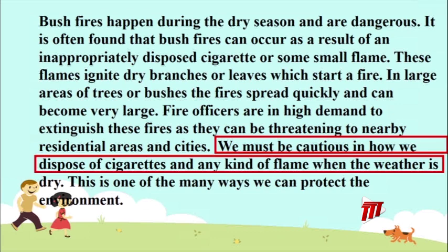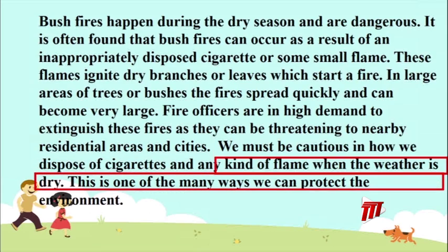All right. In large areas of trees or bushes, the fires spread quickly and can become very large. This doesn't have to do with that line. And then the next line, if you're reading, talks about fire officers. So I'm a bit confused. I don't think this is the main idea. This may be a supporting idea. Look through this paragraph now. Think it through. What is the main notion going through the paragraph?